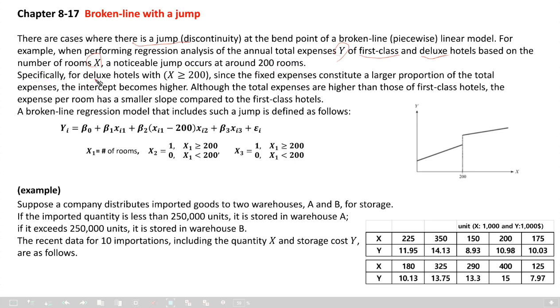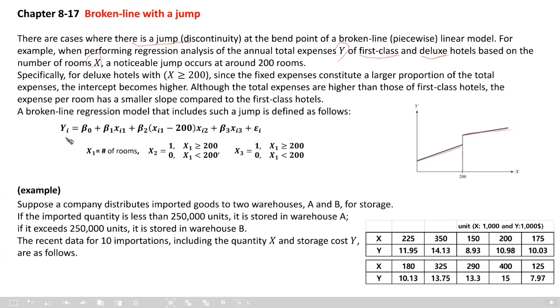Specifically, for deluxe hotels with X, the number of rooms, greater than or equal to 200, since the fixed expenses constitute a larger proportion of the total expenses, the intercept becomes higher. Although the total expenses are higher than those of first-class hotels, the expense per room has a smaller slope compared to the first-class hotels, like this. Okay, this is, say, first-class hotels. This is for deluxe hotels.